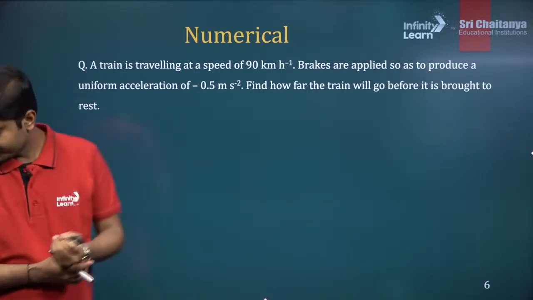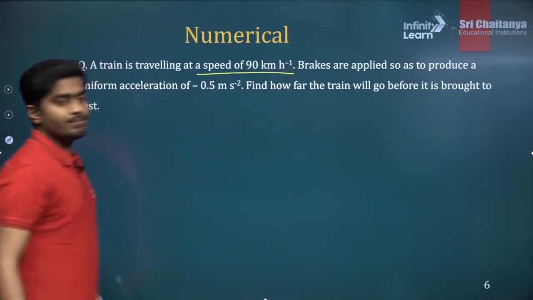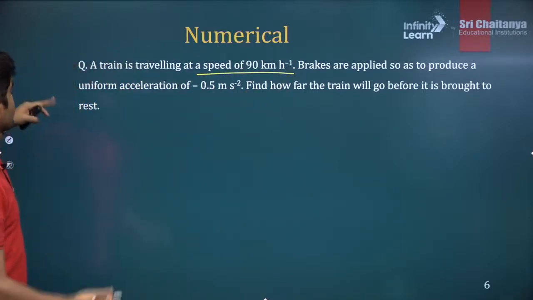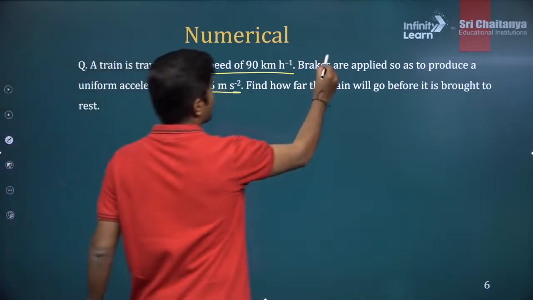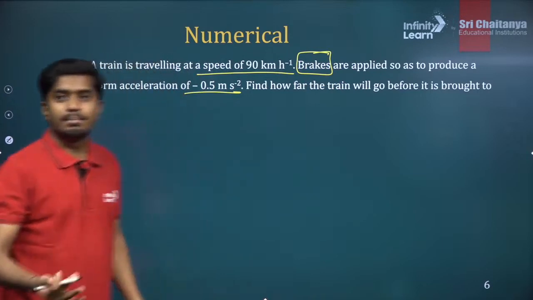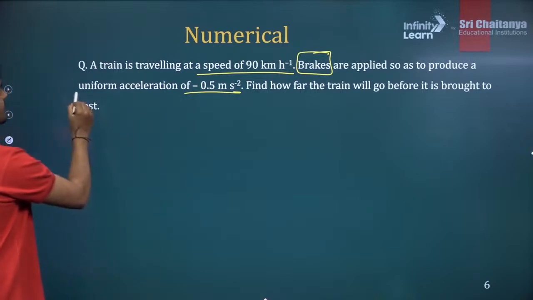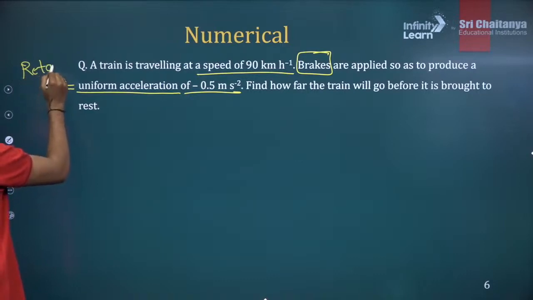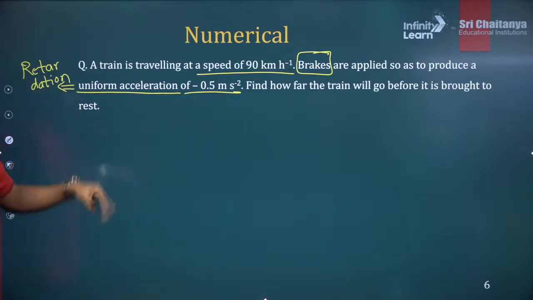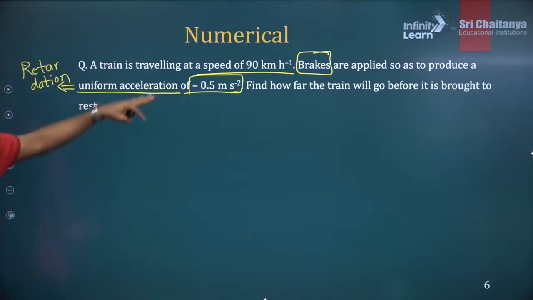Alright. Now read the question. Train is traveling at the speed of this much. Then the brakes are applied to produce a uniform acceleration of this much. So again read it carefully. The brakes are applied. When you apply the brakes, object will slow down. So this is a retardation. This uniform acceleration is nothing but retardation. So that means object will slow down and the value of the acceleration should be negative.